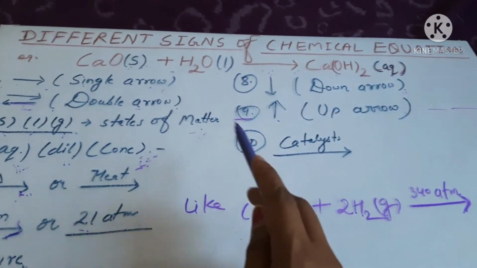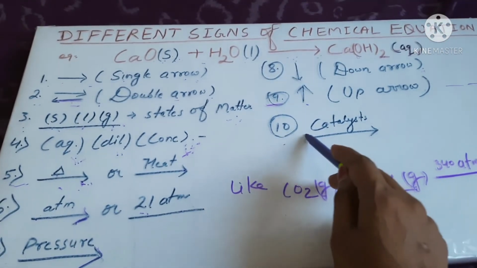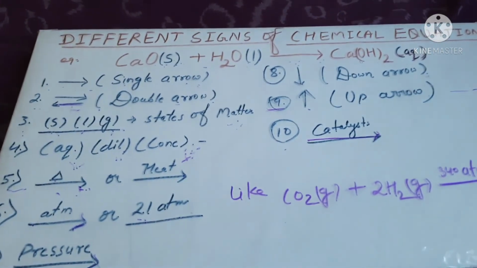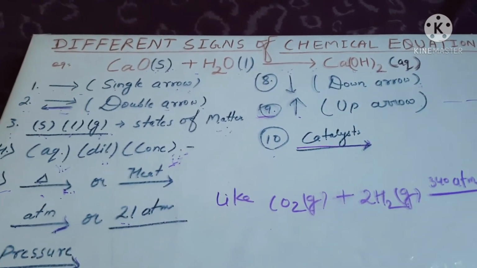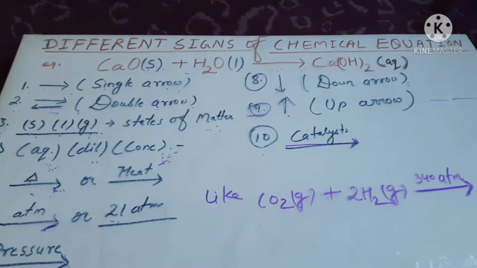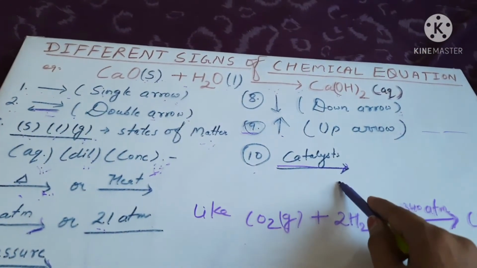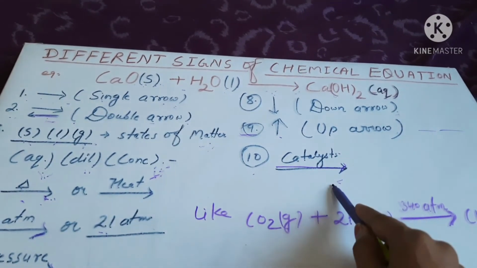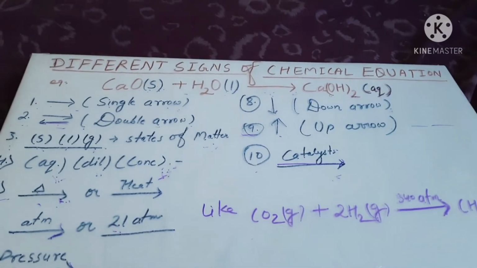Okay. Now the last and tenth one is the catalyst. Actually many catalysts like enzymes, magnet, zinc, sunlight, chlorophyll, etc. are represented either above or below the arrow in any chemical equation.